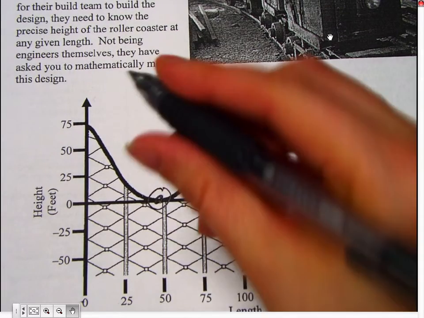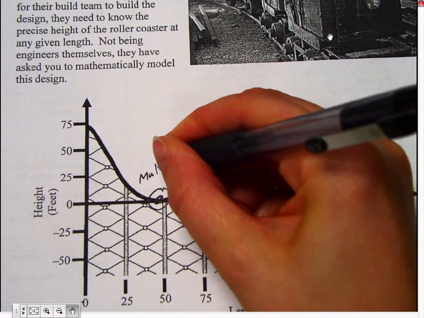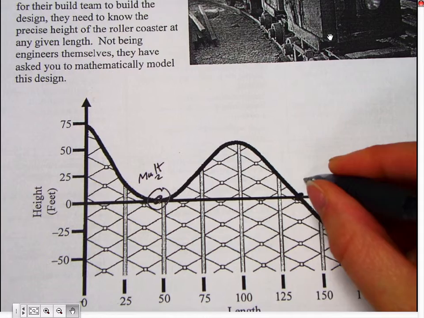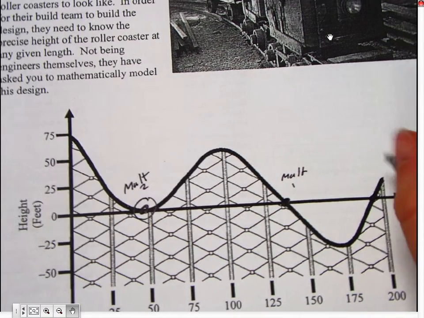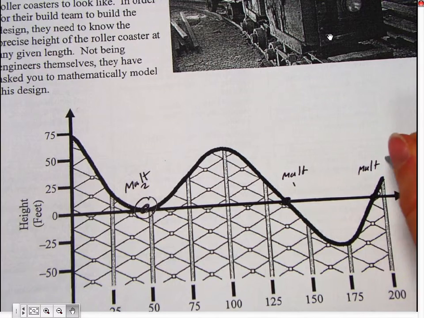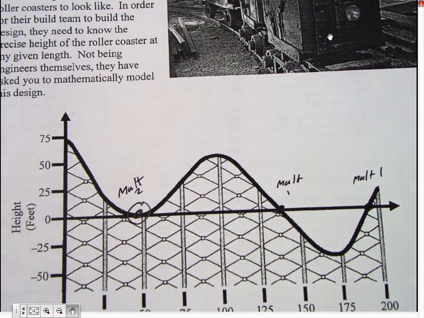This has a multiplicity of how much? 2. This has a multiplicity of? 1. And this has a multiplicity of? 1. Okay. So, we know it's kind of like our quiz, where you're going to have to find A.